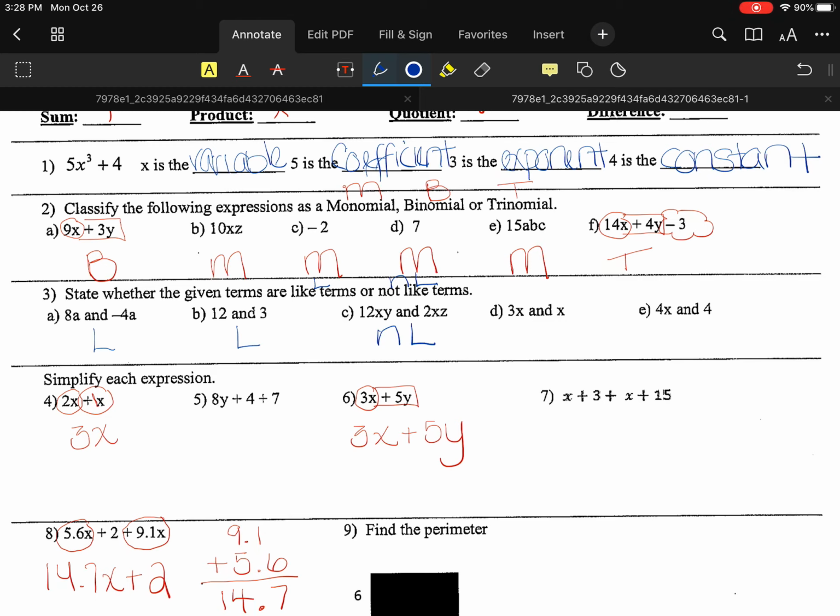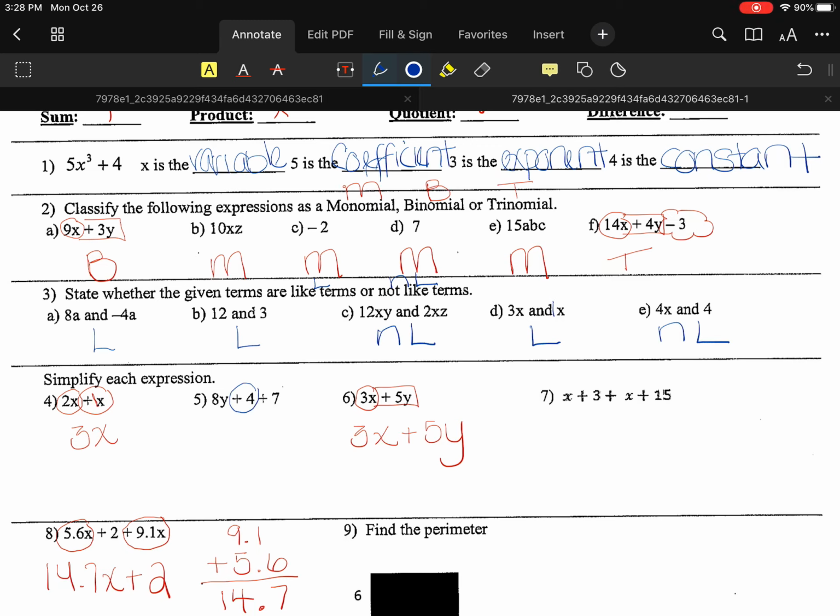D, we have 3x and x. That's technically a 1x. They both have the same variable, so that is like. And for E, we have a 4x and a 4. Although they both have a 4, the first one has an x and the second one does not, so that is not like. Number 5, let's combine like terms.